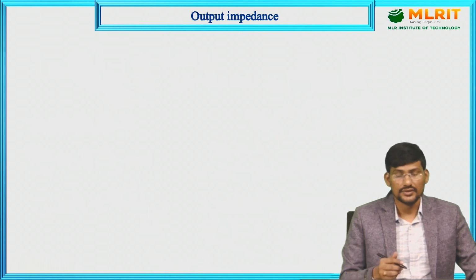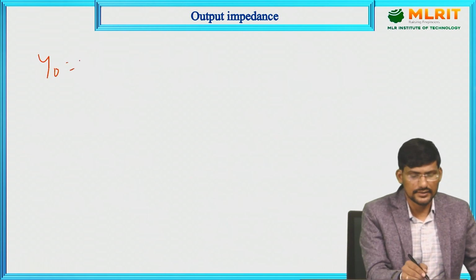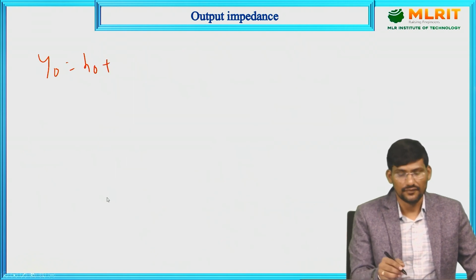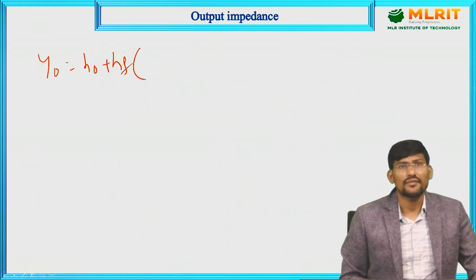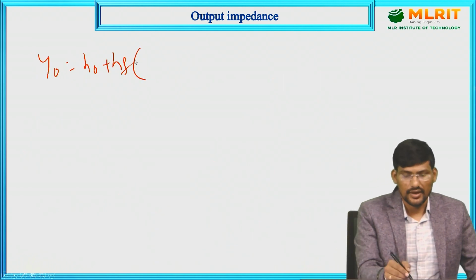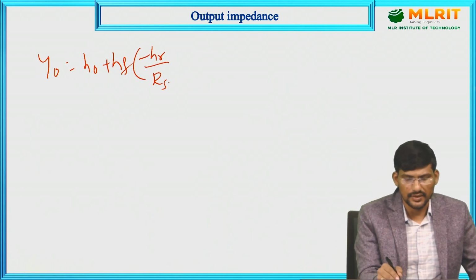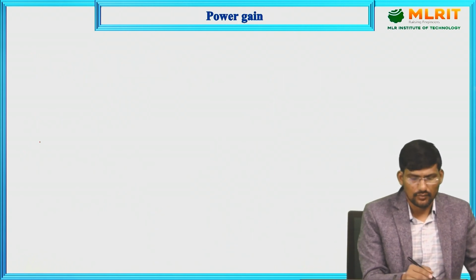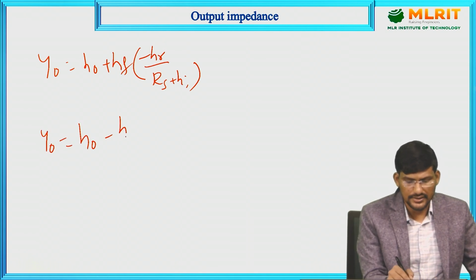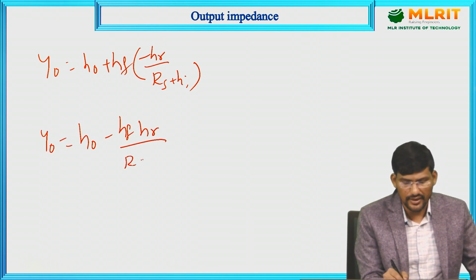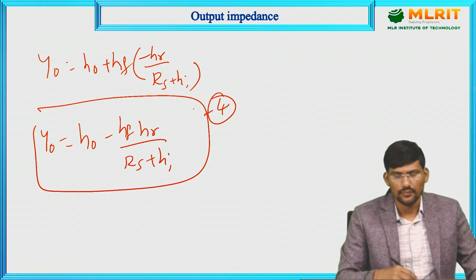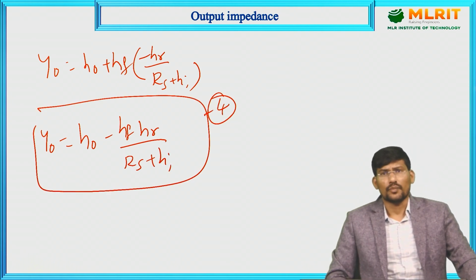So in this equation we will substitute: Y0 is equal to H0 plus HF, and what we got for I1 by V2 here, minus HR by Rs plus Hi. So Y0 is equal to H0 minus HF HR divided by Rs plus Hi. This is the expression for output admittance. So we got 4 parameters.